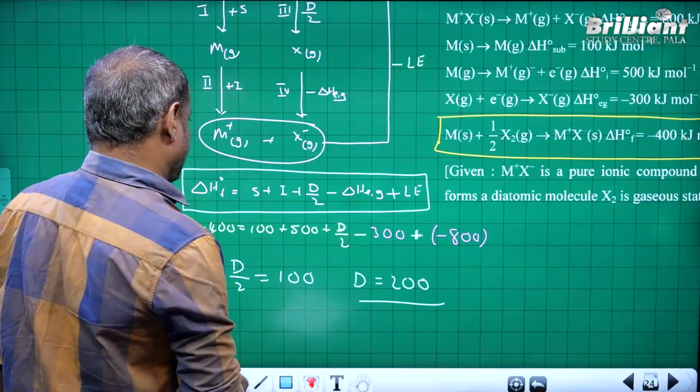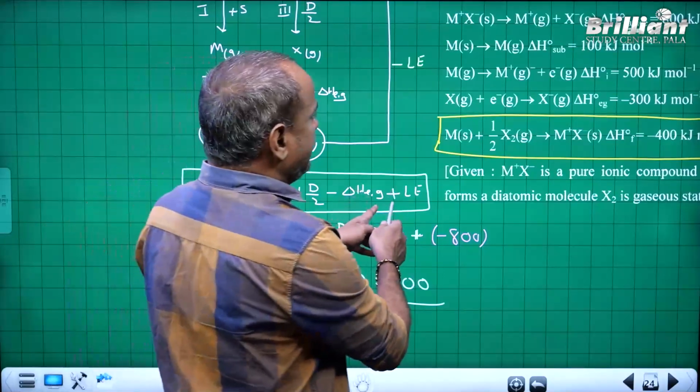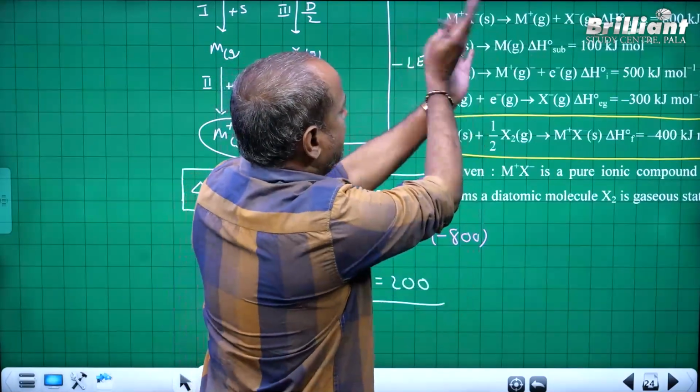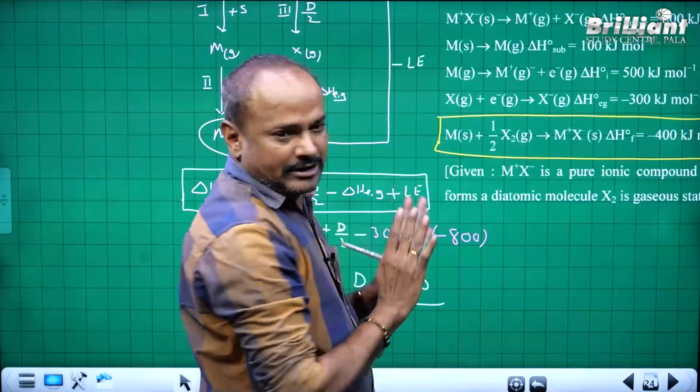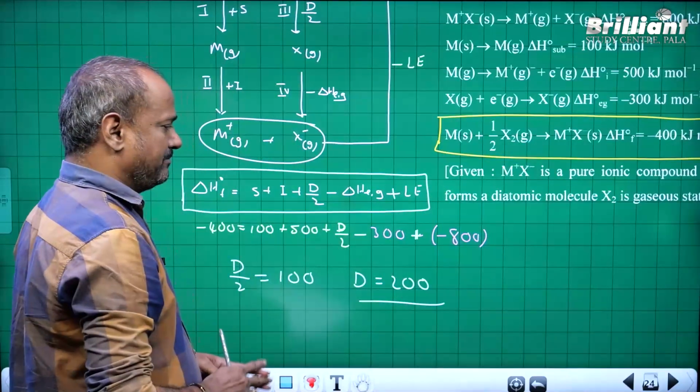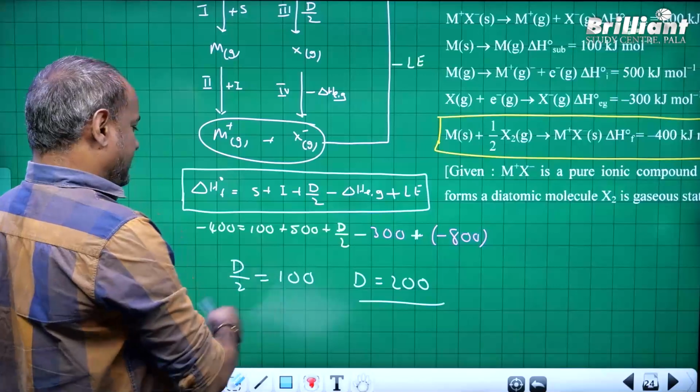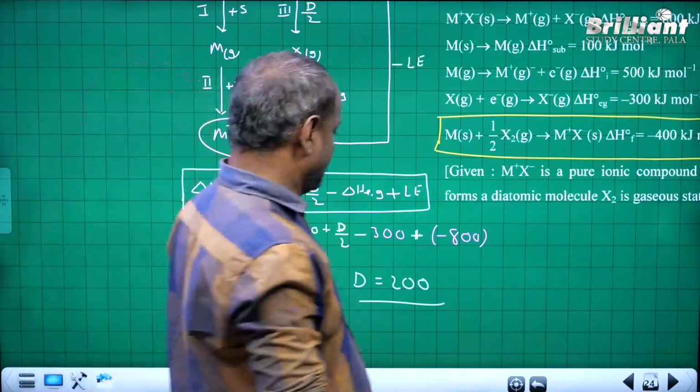Okay. So if you write minus Le, suppose, then the step is taken as it is only, minus 800 only, don't write again minus of minus, minus 800 only. So d is equal to 200. Okay.